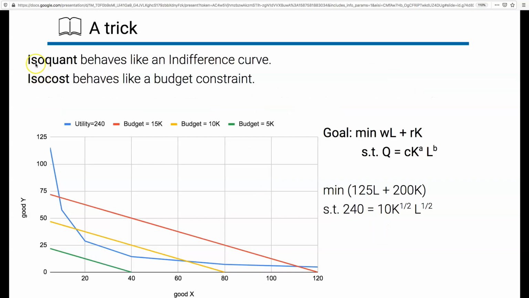First of all, notice that the isoquant behaves like an indifference curve. It is convex, that means its slope is increasing in absolute terms, and it's sort of U-shaped when you look at it. And then isocost behaves like a budget constraint. So that means it looks like a straight line in the labor capital coordinates.